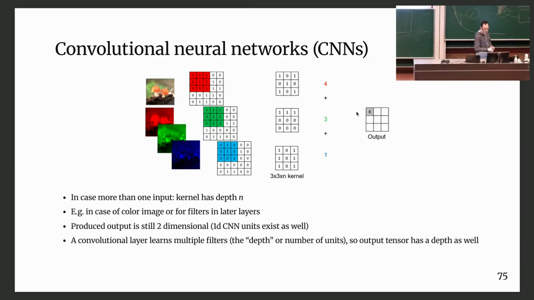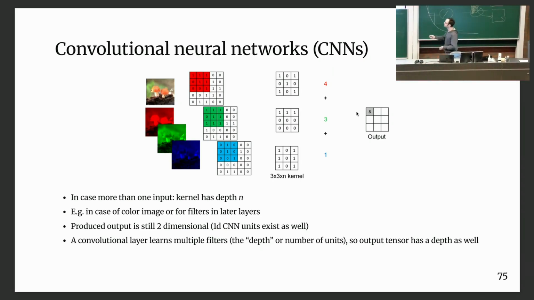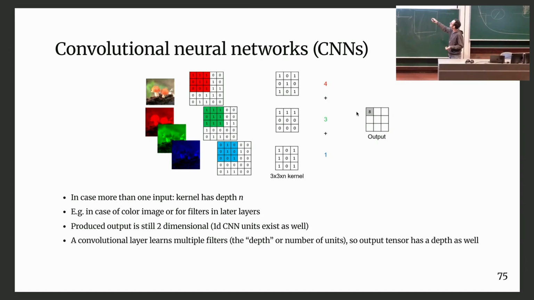How does it produce its output? Well, now because I have a 3 by 3 by 3, in this case, kernel, again, I overlay this kernel on the top left position. I take the sum of products here, I take the sum of products here, I take the sum of products here, then I take another sum to produce the final output result.